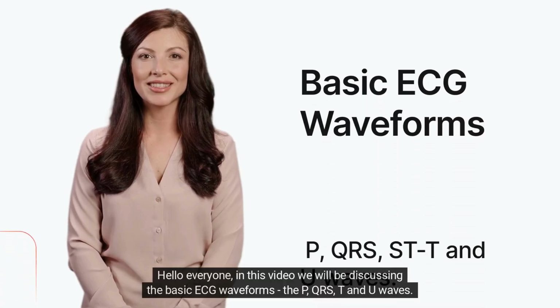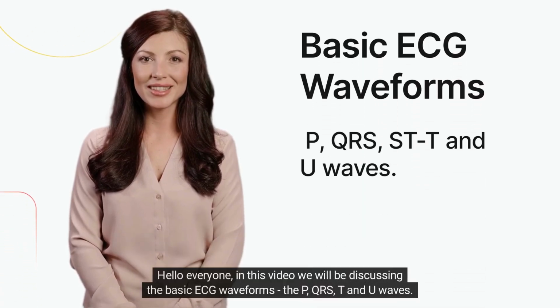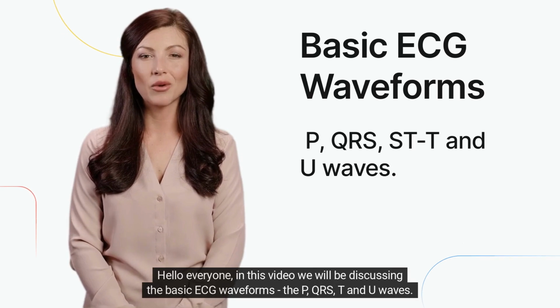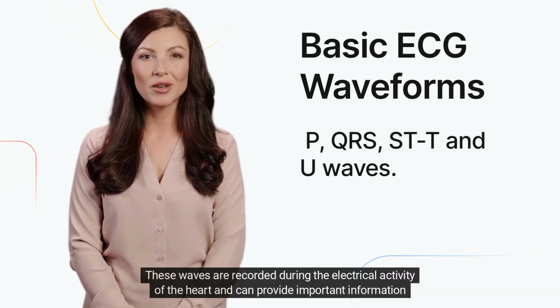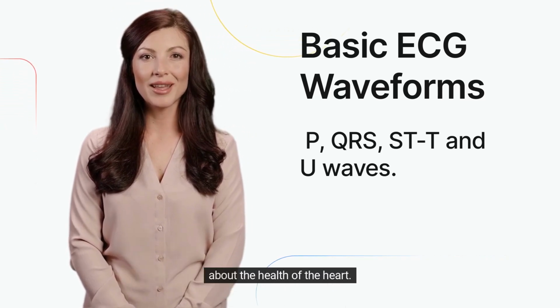Hello everyone, in this video we will be discussing the basic ECG waveforms, the P, QRS, T, and U waves. These waves are recorded during the electrical activity of the heart and can provide important information about the health of the heart.